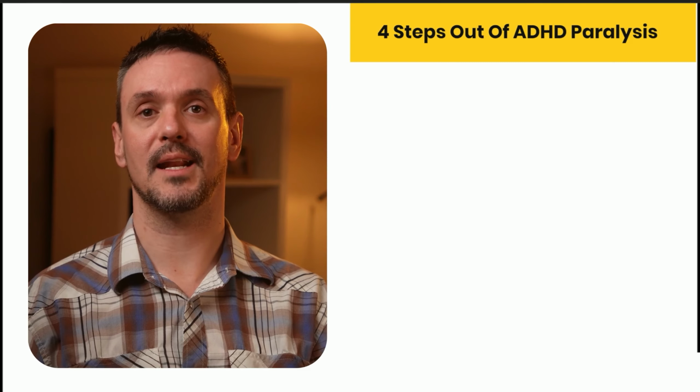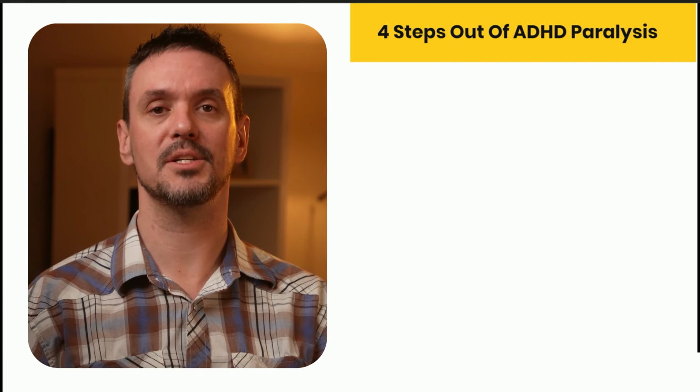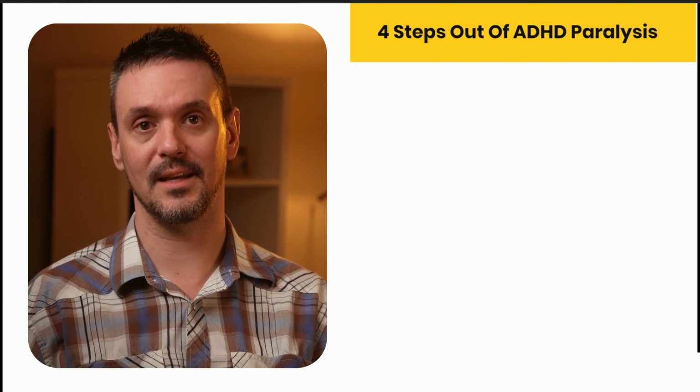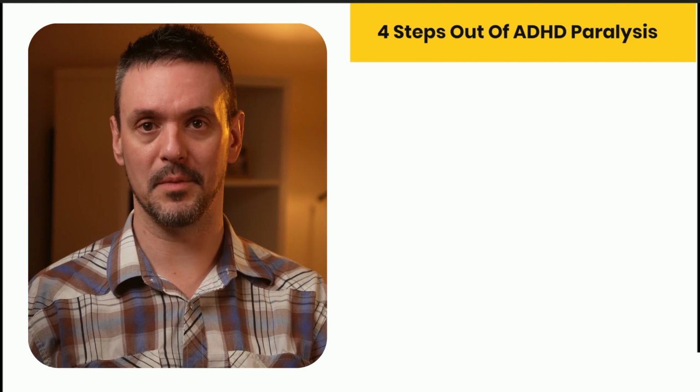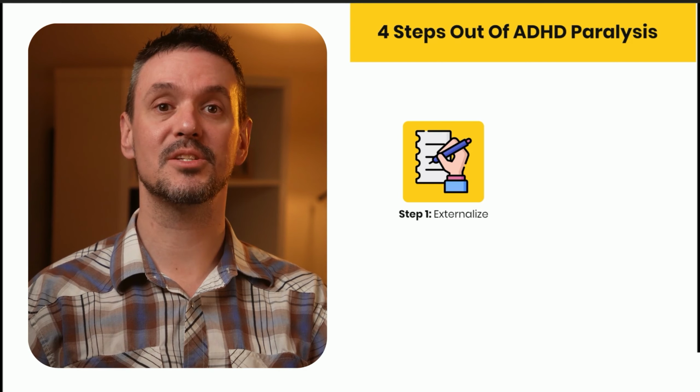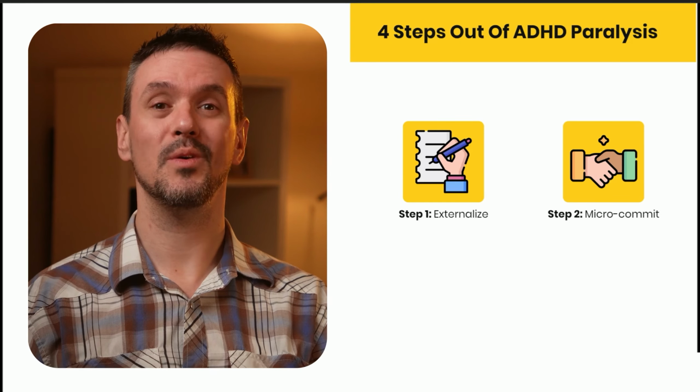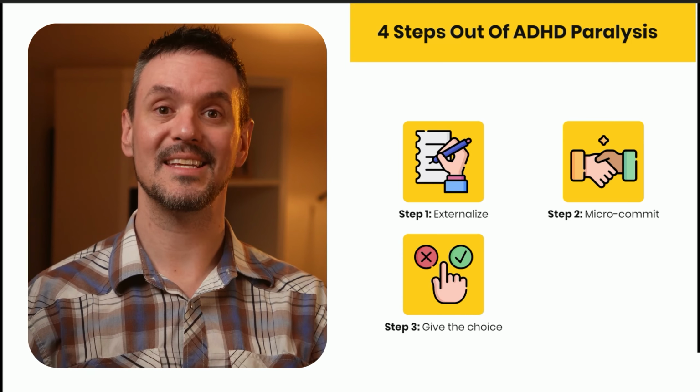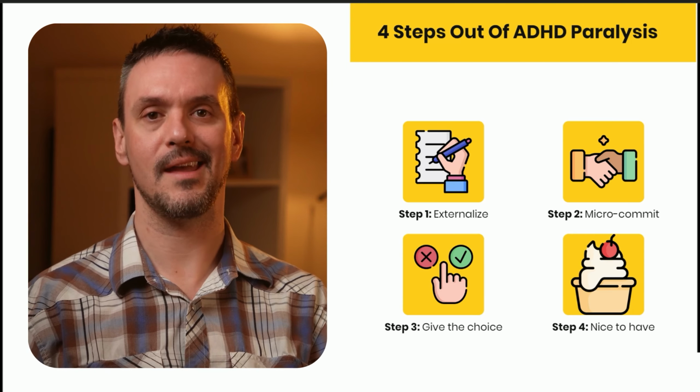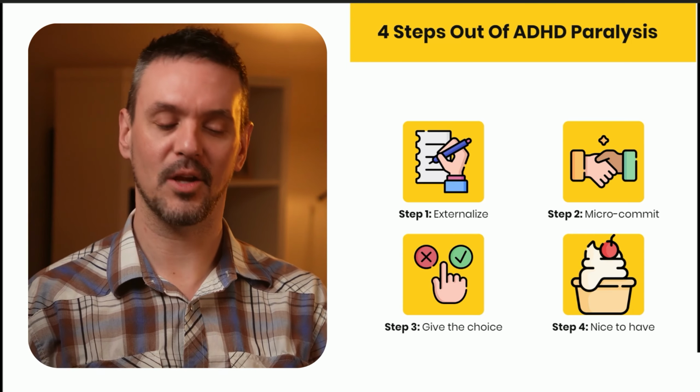So these are the 4 steps that I use to get myself out of ADHD paralysis. And this is also a technique that I work with my ultra-normal members on as well. So step 1 is to externalize. Step 2 is to microcommit. Step 3 is to give a choice. And step 4 is a nice to have. And I'll go through these one by one.